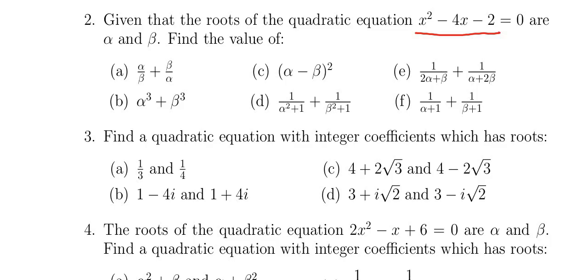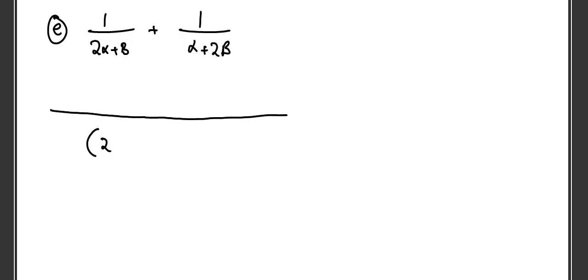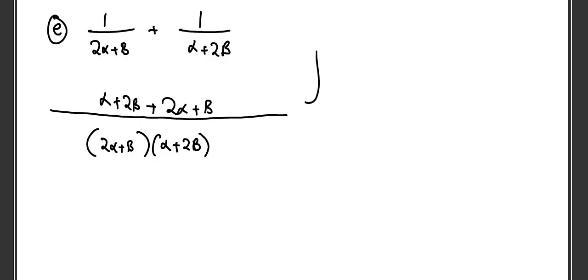So they've given us 1 over 2 alpha plus beta. So number E, 1 over 2 alpha plus beta. Then there is a 1 over alpha plus 2 beta. So now here we're going to get 2 alpha plus beta, and then we have alpha plus 2 beta. Then we can have our alpha plus 2 beta plus your 2 alpha plus beta. This is just going to give us your 3 alpha plus your 3 beta.